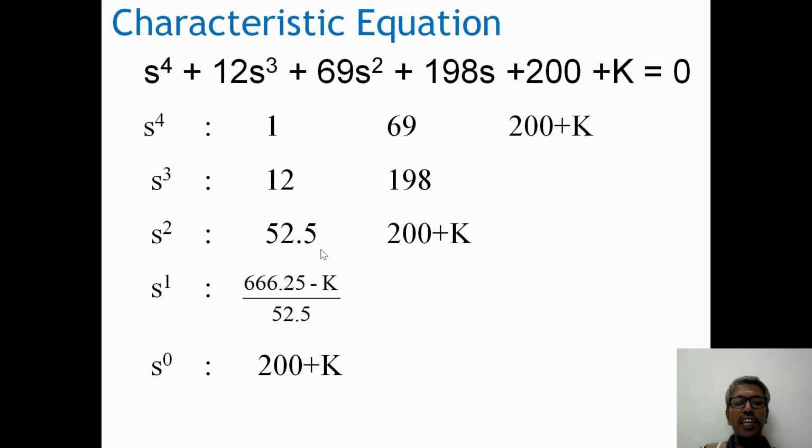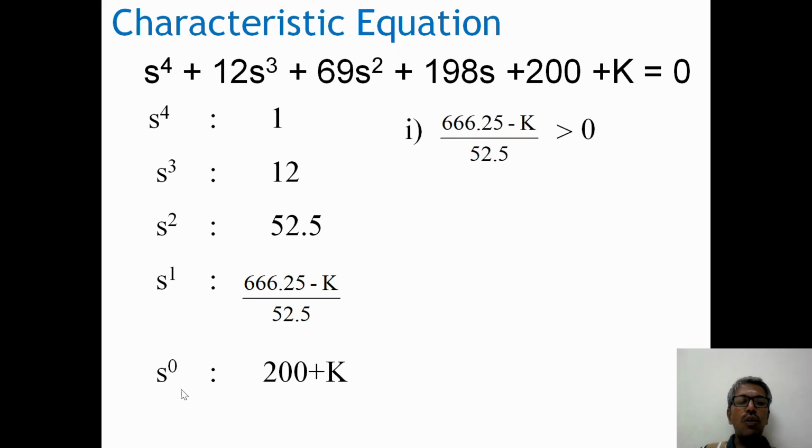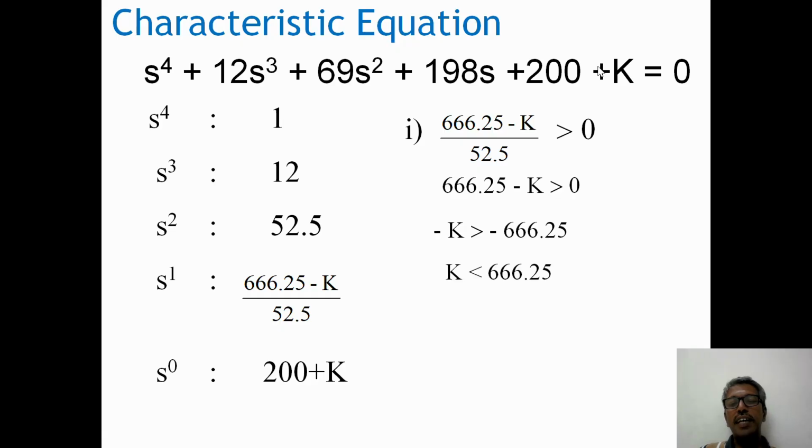Now you have to find the K value. For a stable system, the first column should be greater than 0. For that, the s^1 element should be greater than 0. From that, you find the K value, so K should be less than 666.25. We always know the first column should be positive, so 200K is positive means K should be greater than 0, then less than 666.25. That is the value of K for a stable system.